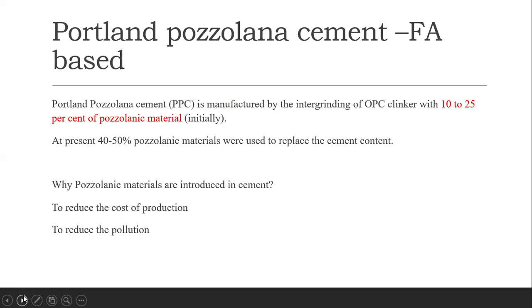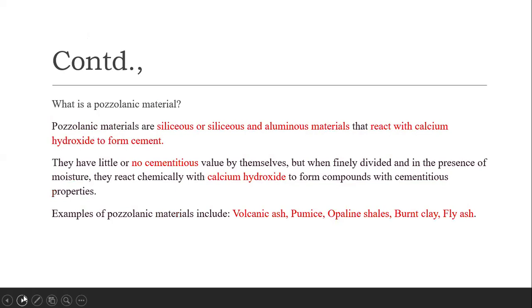What are pozzolanic materials? Why are pozzolanic materials introduced in cement? So cement is one of the high cost consuming materials in the concrete. So reducing the cement consumption automatically reduces the cost of production. In addition to which, in comparison with all other materials, cement is one of the highly polluting materials. So reducing the dosage of cement will lead to lowering the pollution level in the environment.